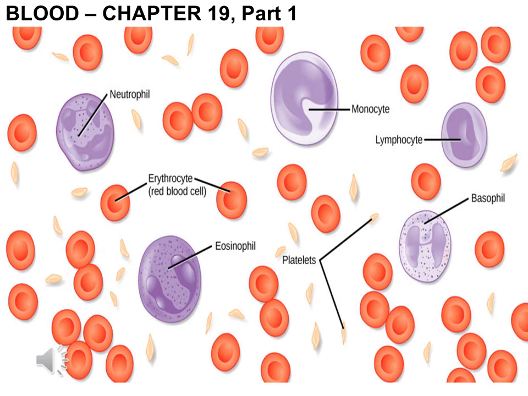Hello everybody, we are going to start talking about blood, chapter 19. And as you know from before, it's a fluid connective tissue and it contains both red blood cells, white blood cells, as well as platelets or thrombocytes.